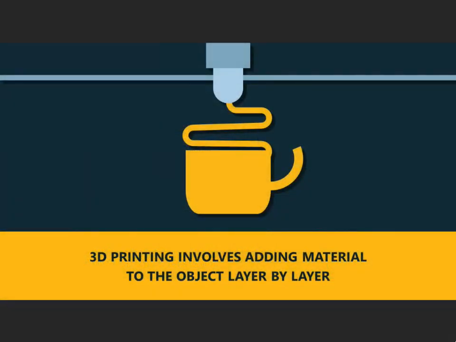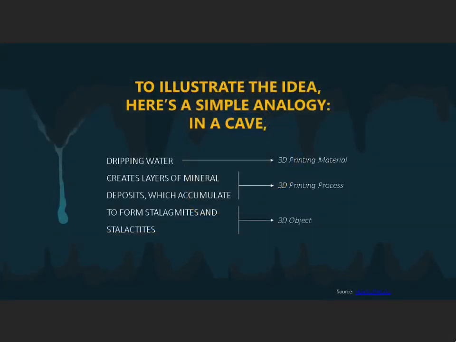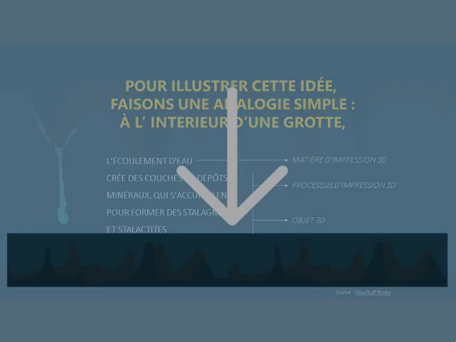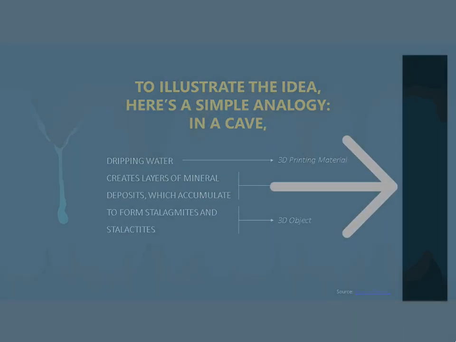3D printing involves adding materials to the object, layer by layer. To illustrate this idea, let's make a simple analogy. Inside a cave, the dripping water creates layers of mineral deposits, which accumulate to form stalagmites and stalactites. Dripping water represents 3D printing material. The mineral deposit layers, which accumulate, constitute the 3D printing process. Stalagmites and stalactites represent 3D objects.